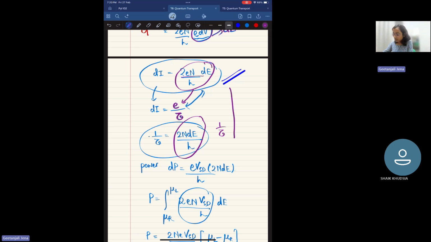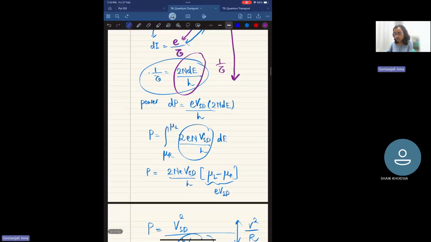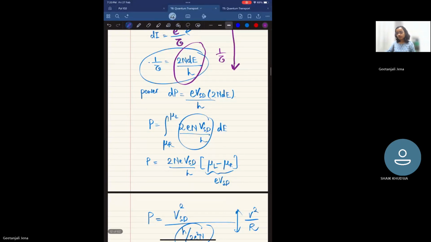Let me know up to this part if it is clear. Then I can move on to the next part. Okay, so we now have the expression for 1 by tau.